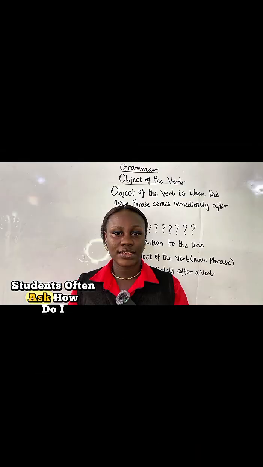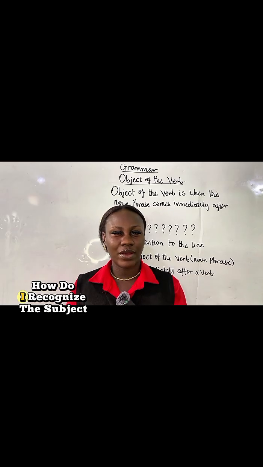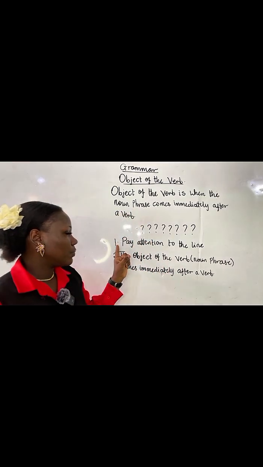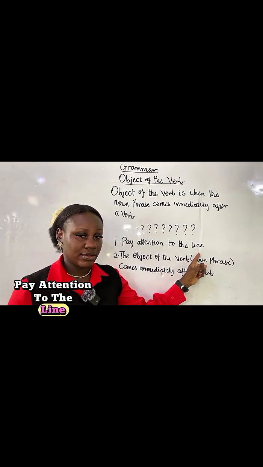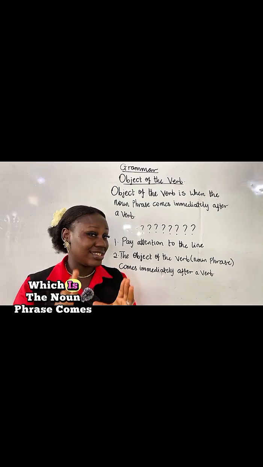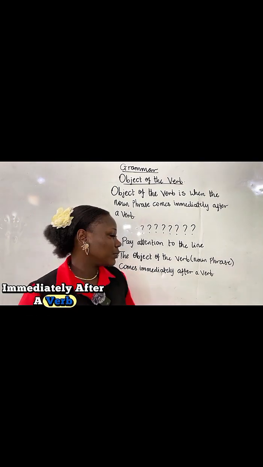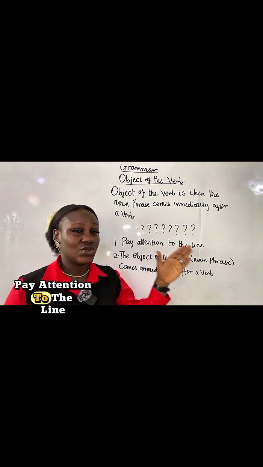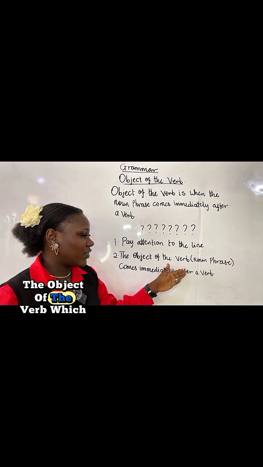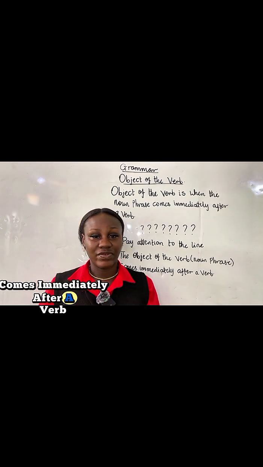Students often ask, how do I recognize the object of the verb? Rule 1, pay attention to the line. Rule 2, the object of the verb, which is the noun phrase, comes immediately after a verb. Pay attention to the line. It cannot be overemphasized. The object of the verb, which is the noun phrase, comes immediately after a verb.